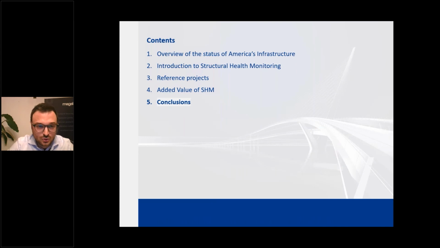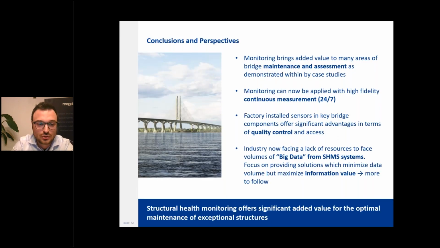Now we can go over to some conclusions. Conclusions here are briefly summarized in a few bullet points. First of all, a monitoring system brings added value to many areas of bridge maintenance, operation, and assessment. It works with high fidelity 24/7 measurements.